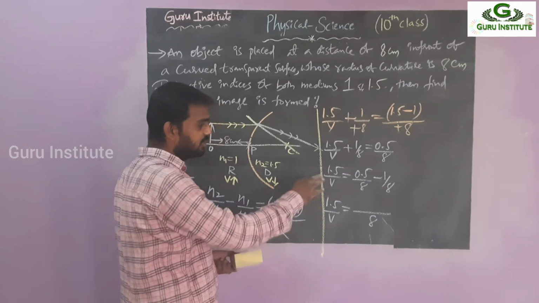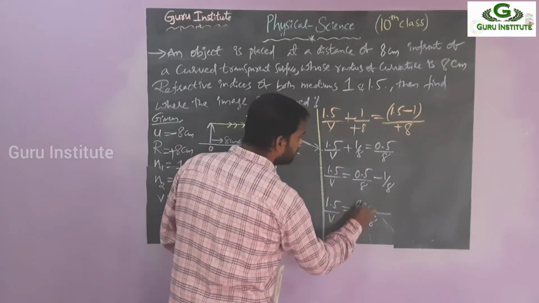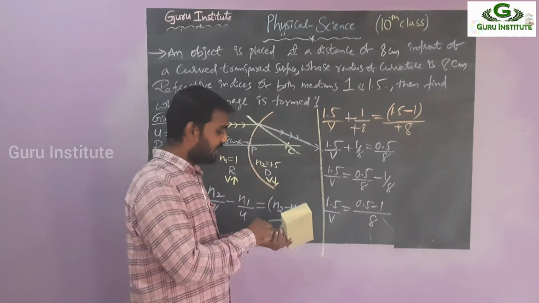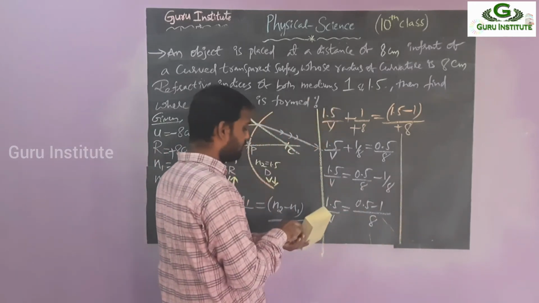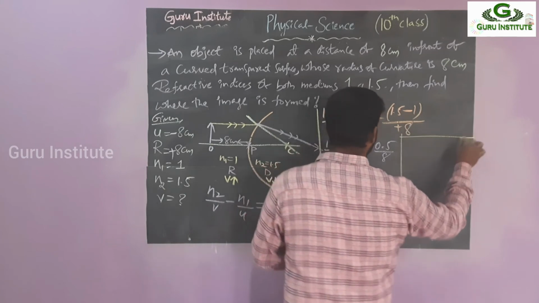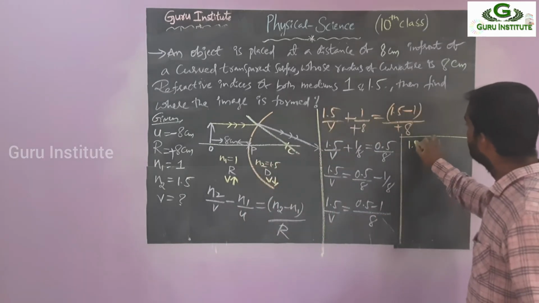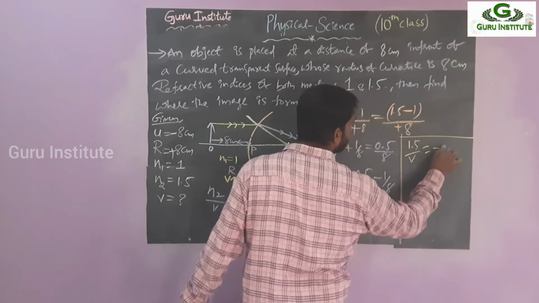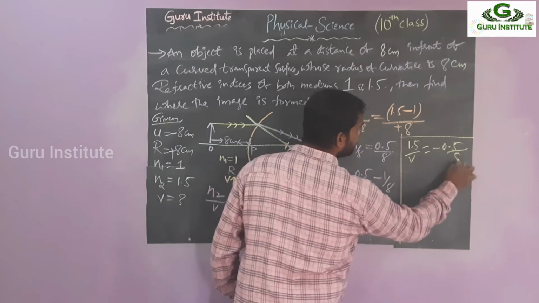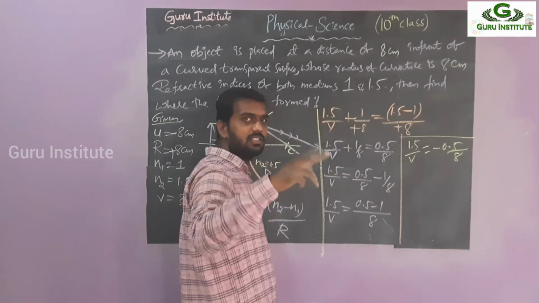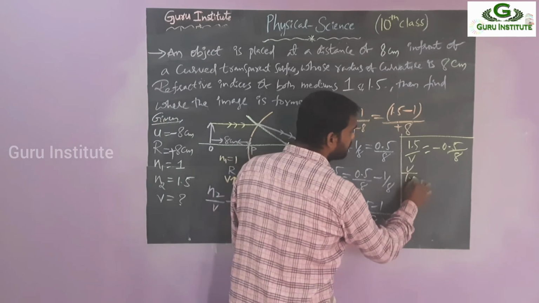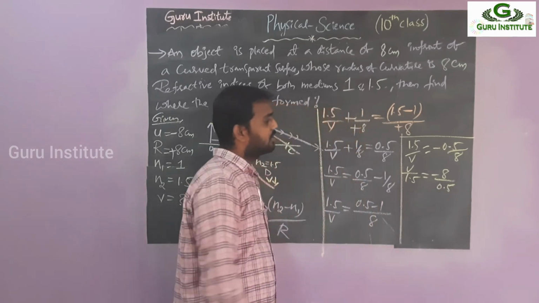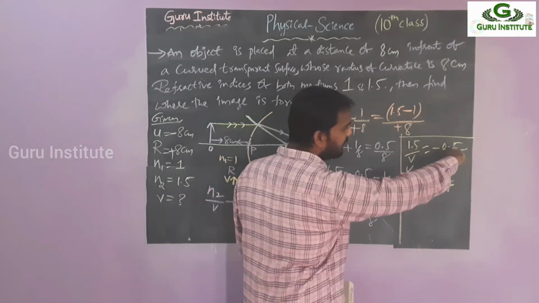So both are the same now. Simply take this one, 0.5 minus 1. How much is 0.5 minus 1? Minus 0.5. So 1.5 by V equals 0.5 minus 1, which is minus 0.5, by 8. What we want is V, so just take the reciprocal: V by 1.5 equals minus 8 by 0.5.